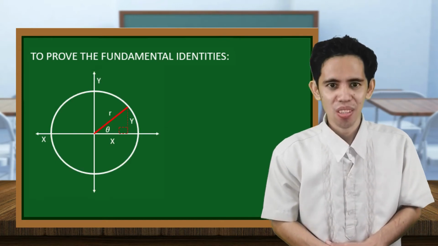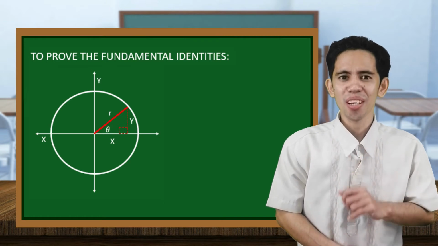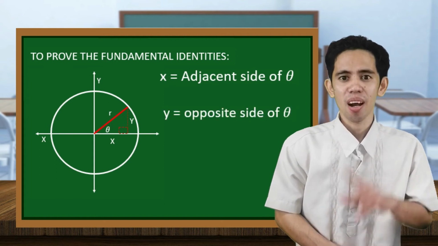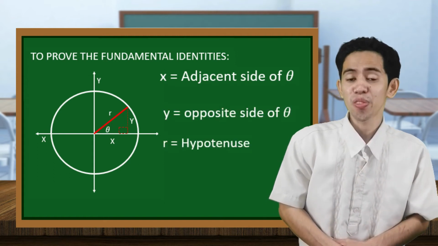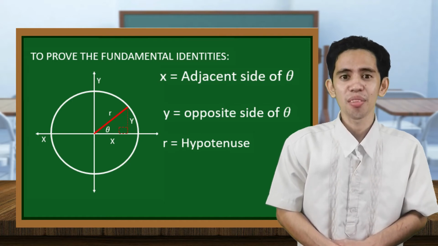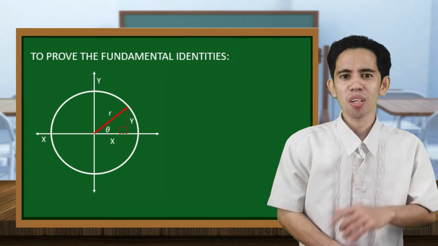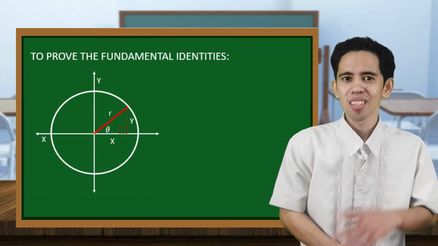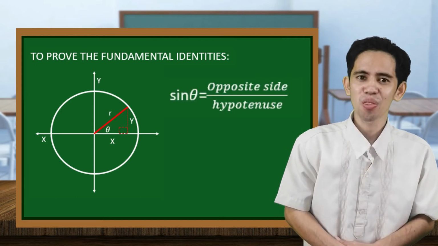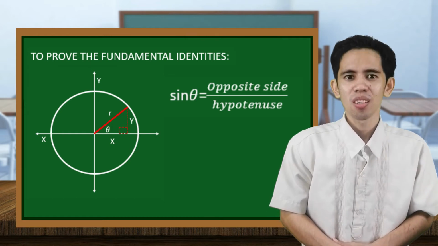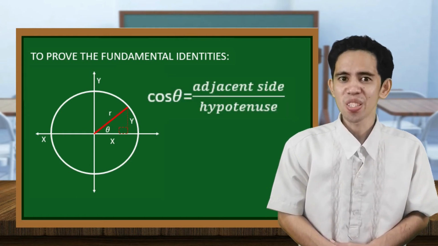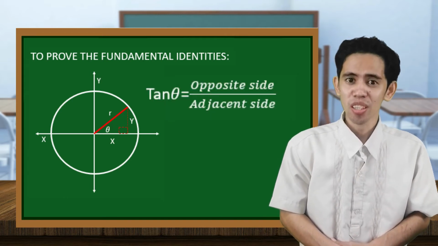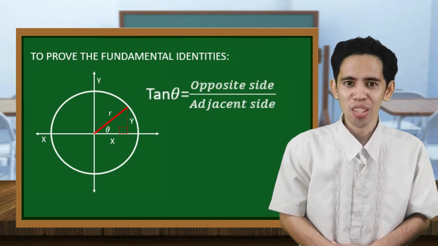To prove the fundamental trigonometric identities, we will visit the circular function having an angle of theta with radius r. Then we draw a right triangle with sides x, y, and r. r is our hypotenuse since it is in front of the right angle. Using SOH-CAH-TOA, we can identify our sine theta. Remember, SOH means sine is equal to opposite over hypotenuse. CAH means cosine is equal to adjacent over hypotenuse. And TOA means tangent is equal to opposite over adjacent.